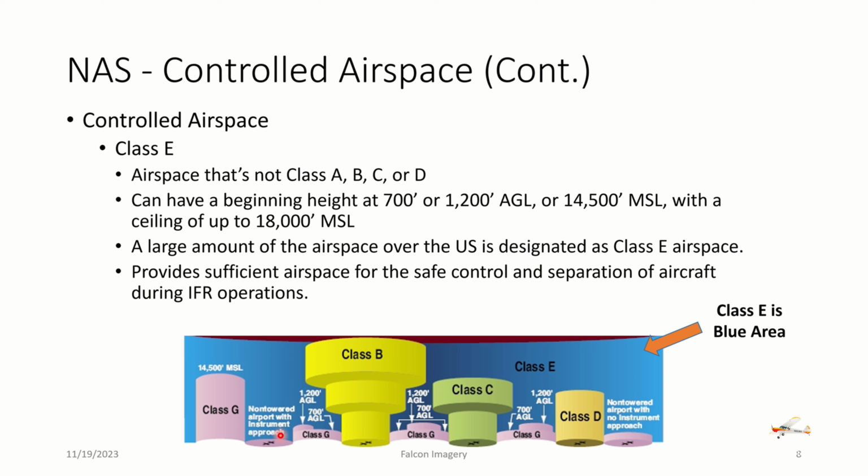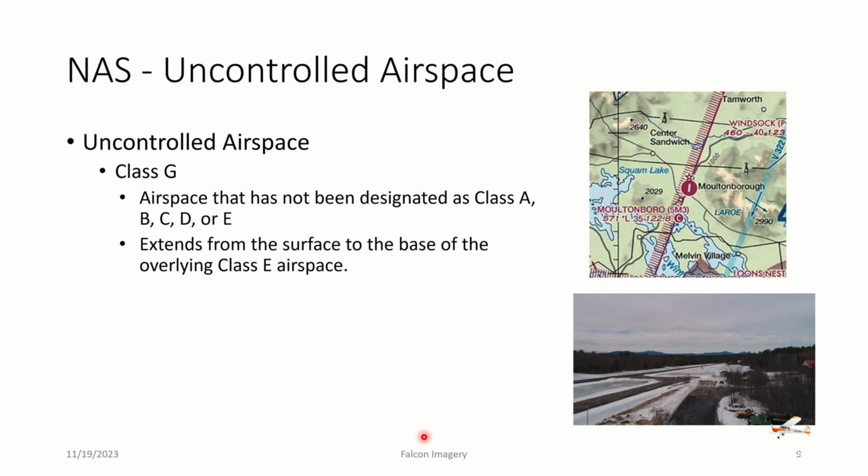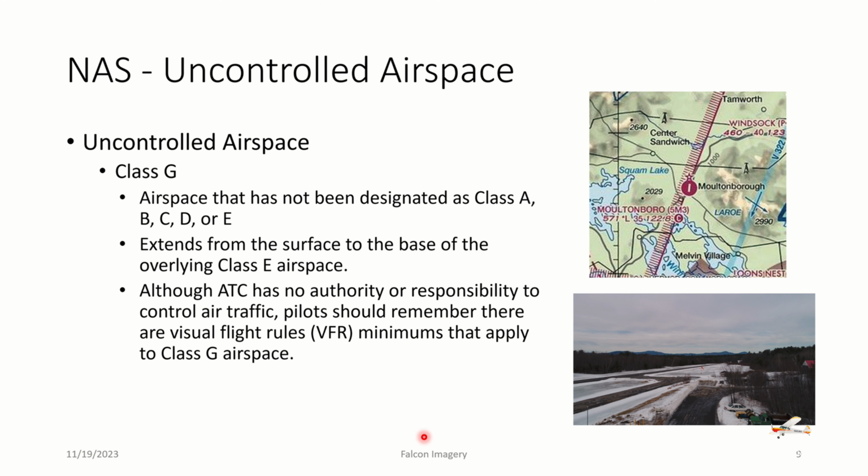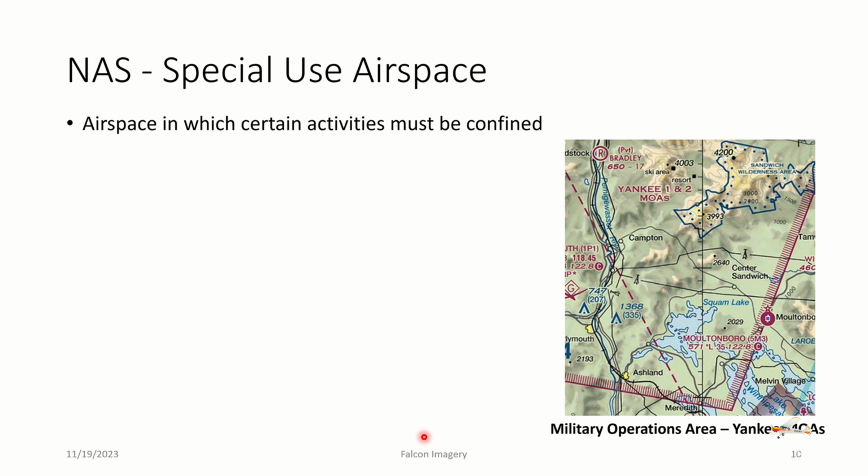But there are also many airports in Class G airspace right at the surface. So again, Class G extends from the surface to the base of the overlying Class Echo airspace. Although ATC has no authority or responsibility to control air traffic, pilots should remember there are visual flight rule minimums regarding cloud separation and visual distance that are required to fly in Class G airspace. We'll get into that later.